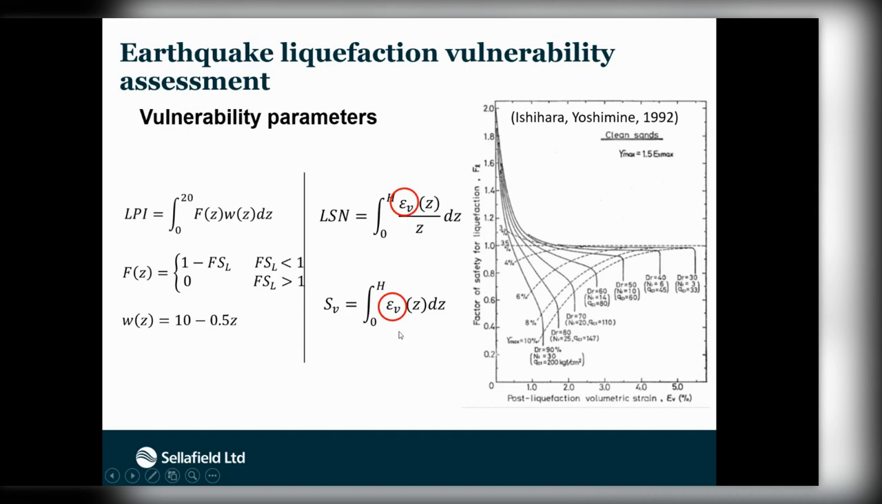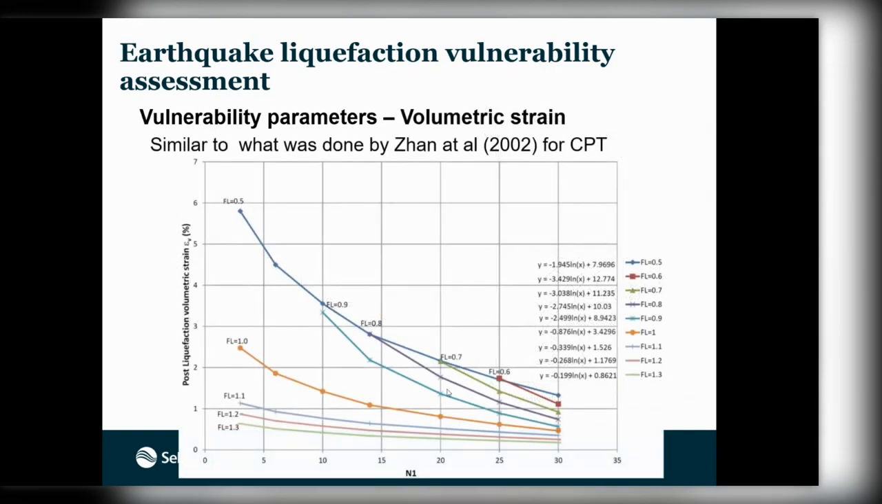This epsilon V is the post-liquefaction volumetric strain, which can be derived using this chart. As you can see, using the SPT blow count and the factor of safety for liquefaction, we can derive a post-liquefaction volumetric strain. However, because this chart is a little bit difficult to use, it can be converted into a much simpler chart where you can use your SPT blow count and the factor of safety against liquefaction, then work out a post-liquefaction volumetric strain. You can also use this formulation.